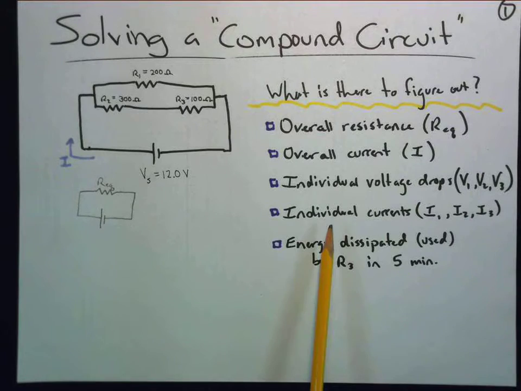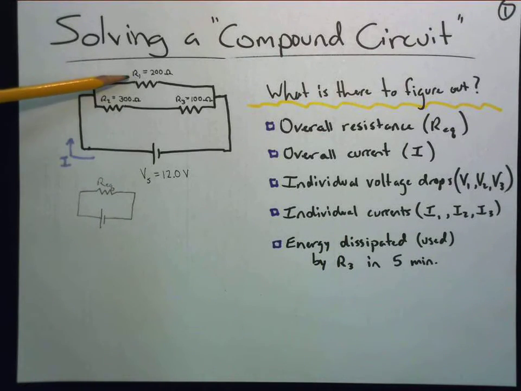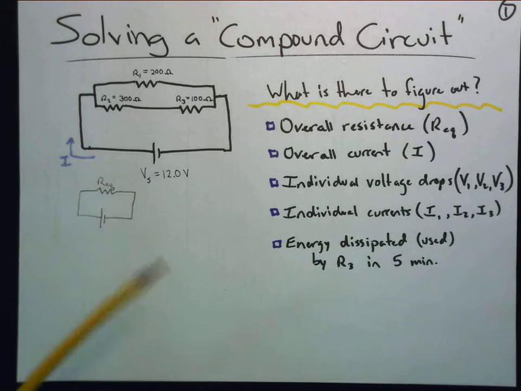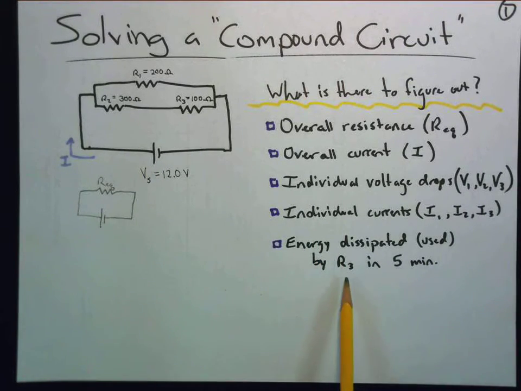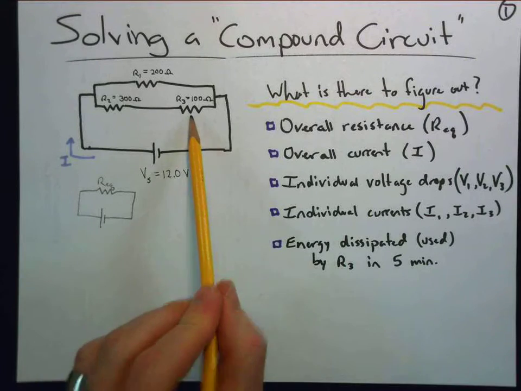We also want to look at individual currents through each resistor, R1, R2, and R3. And there's a couple things we can see before we do any calculation there. And finally, we're not going to do the energy dissipated by each individual resistor, but we'll look at one example, resistor number 3, and see, well, in 5 minutes time, how much energy would R3 end up using.